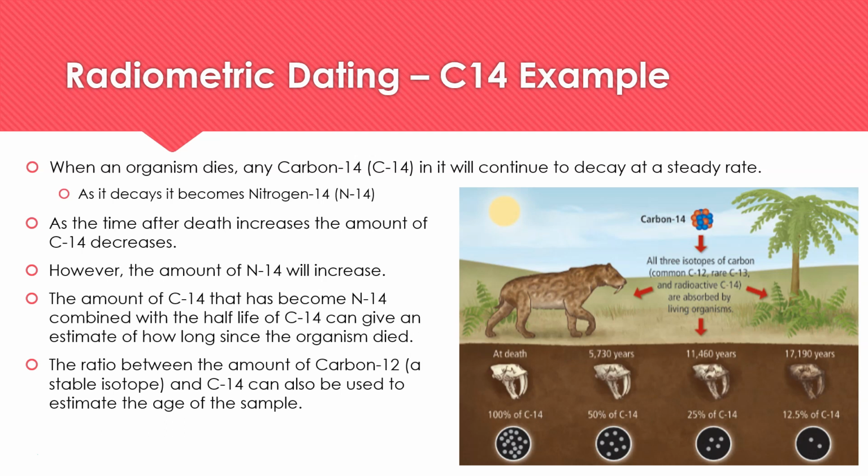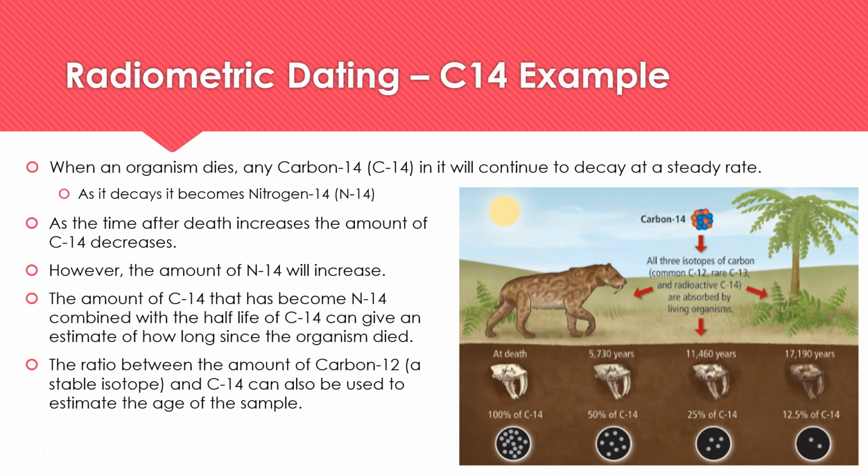Another thing you can do, instead of looking at the amount of carbon-14 and nitrogen-14, is look at how much carbon-12, which is the stable version of carbon, there is, and how much carbon-14 there is. That combination can also be used in conjunction with the half-life of carbon-14 to give an estimate of the age of the sample.